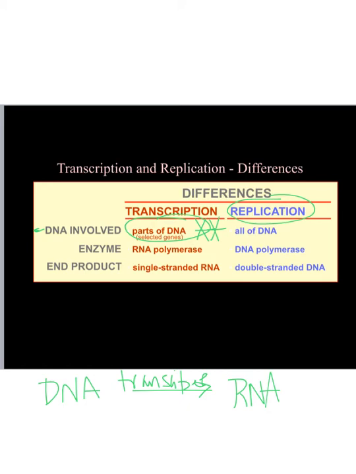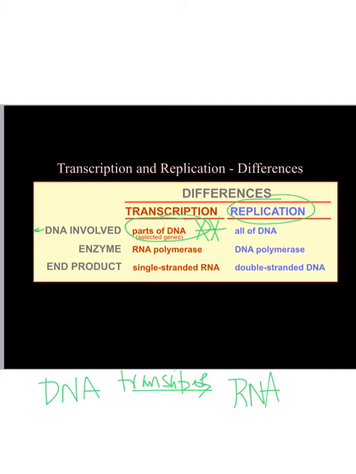So what I would do is I would make a copy of that recipe. Now, I wouldn't copy the entire cookbook, because I don't need the entire cookbook. I only need the recipe for chocolate chip cookies. And that is transcription. In replication, yes, we would be making a copy of the entire cookbook.